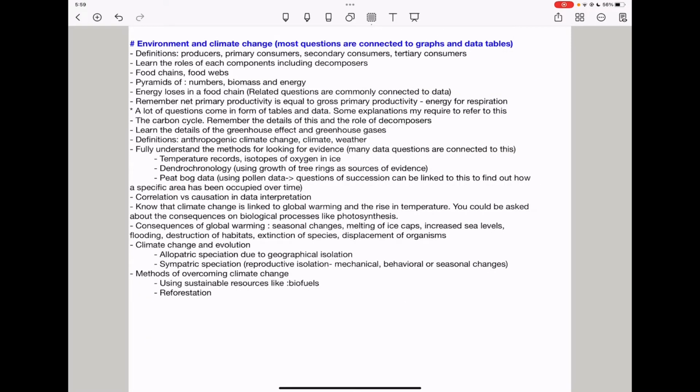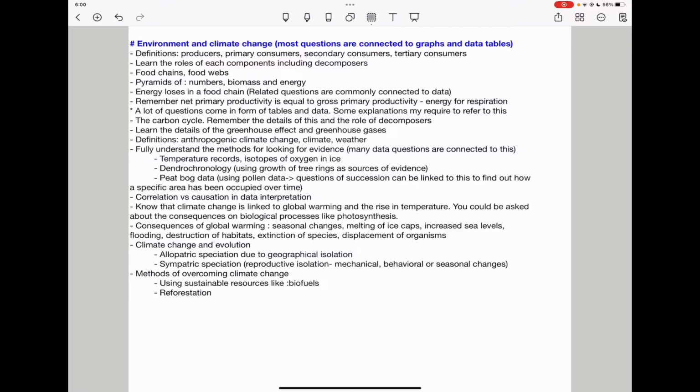Moving on to environment and climate change, most of the questions asked from this chapter are going to be about data, so remember to practice with graphs as well as data tables from past papers. On that note, you need to remember the definitions: what are producers, what are primary consumers, secondary consumers, as well as tertiary consumers. You need to know the roles of each component, including decomposers, within either a food chain or a specific ecosystem. They could ask you about pyramids of numbers, pyramids of biomass, as well as pyramids of energy. Please ensure you fully understand this.